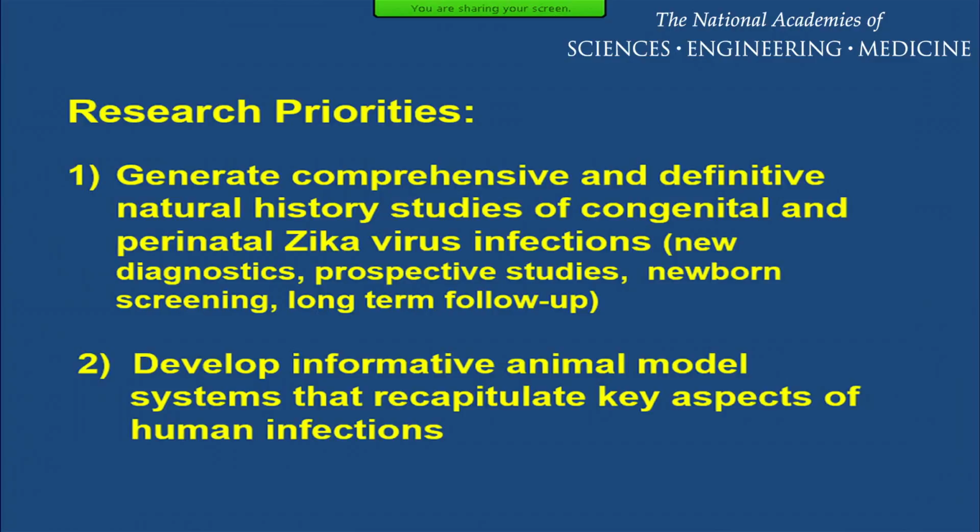We see the cases of microcephaly, but there could be subclinical infections that end up contributing to long-term morbidity in these patients, be it loss of hearing, for instance, or impairment in vision. So these need to be well done and very comprehensive studies. Secondly, these studies will help us inform the development of informative animal models that recapitulate really key aspects of the human infection and allow us to design strategies and interventions to prevent these infections.